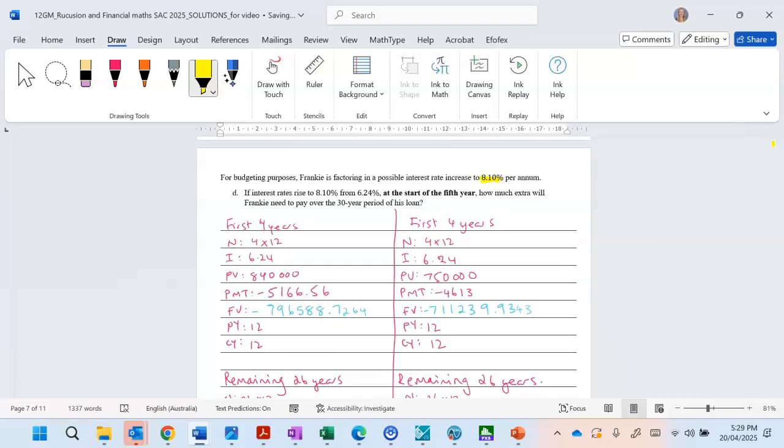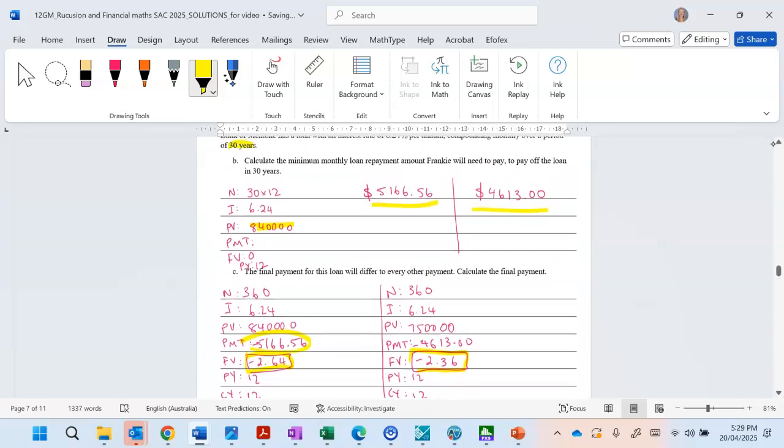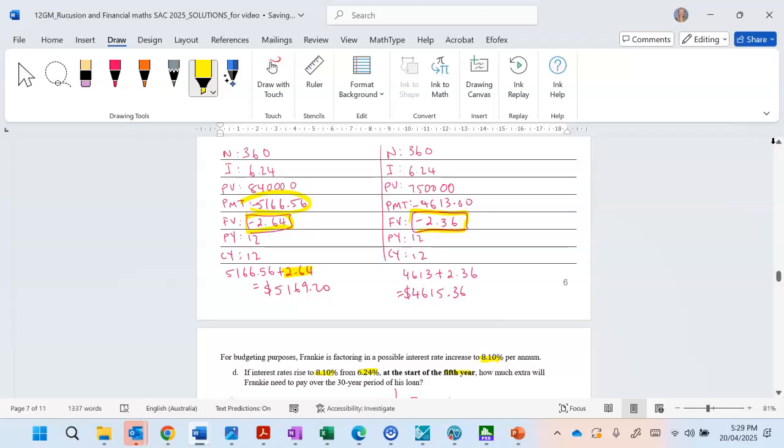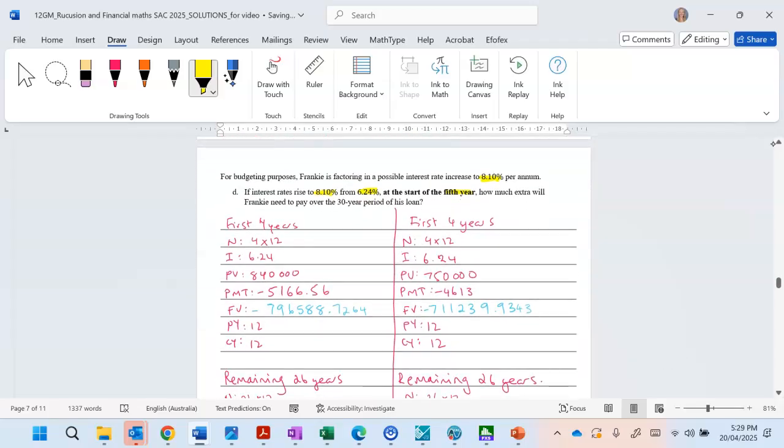If interest rates rise to 8.1% from 6.24% at the start of the 5th year, how much extra will Frankie need to pay over the 30-year period of his loan? Obviously we've done some calculations here, which we're going to use later on, but we need to first think about what happens if it changes. At the start of the 5th year is when the change is made. For the first 4 years, we're going to be paying an interest rate of 6.24%.